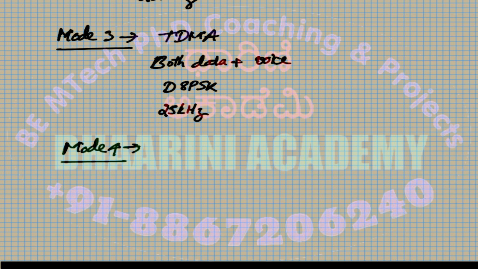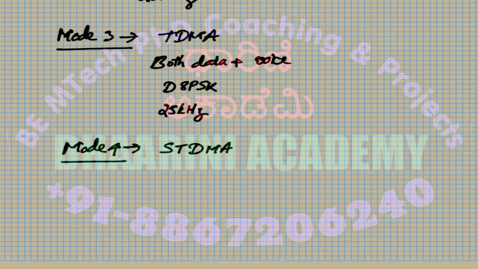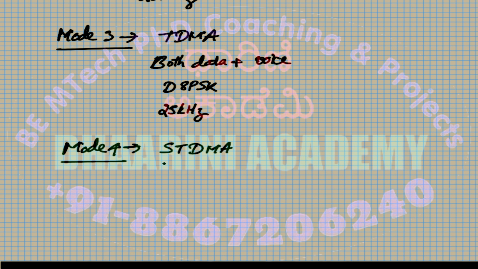There is a slight modification in the TDM. This is called STDM. So STDMA stands for self-organizing TDM, right? So the time slots actually are not fixed. You can actually have a small variation in the time slots, right? So that's the self-organizing. This uses only data. So the modulation technique is FSK modulation at 25 kilohertz.